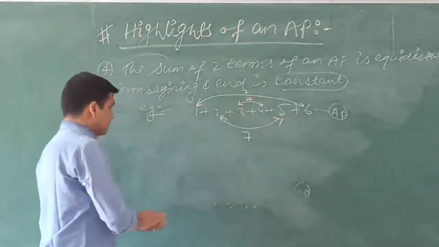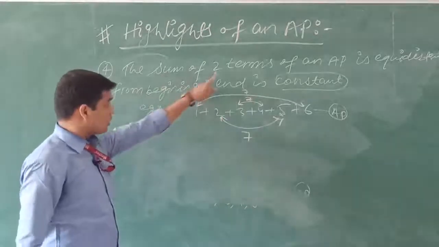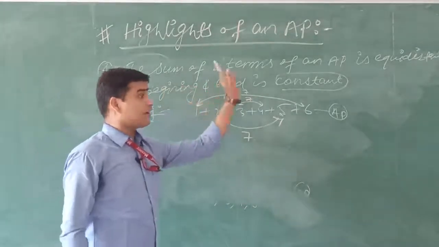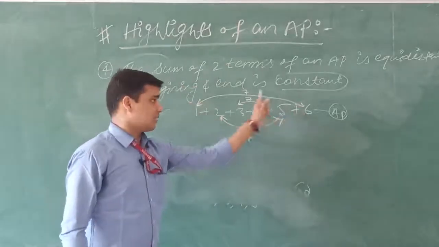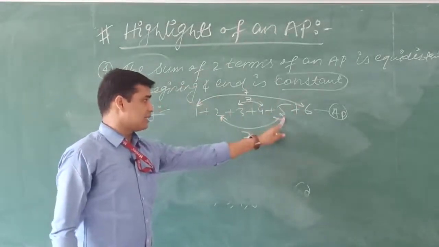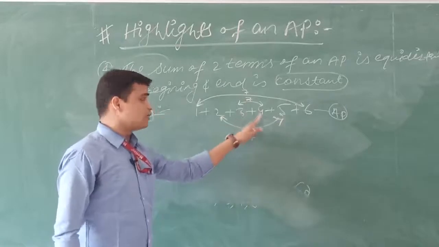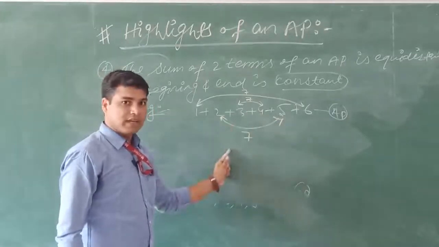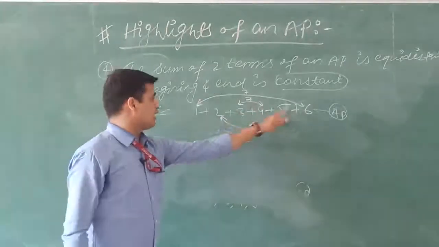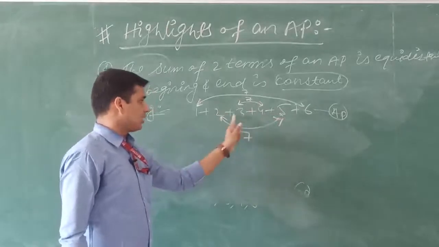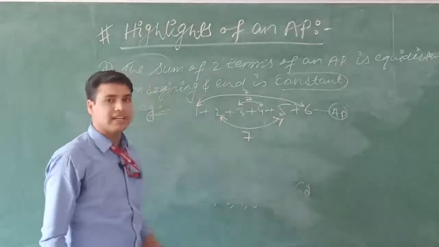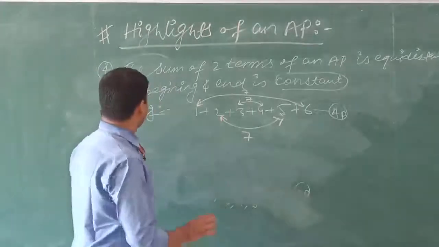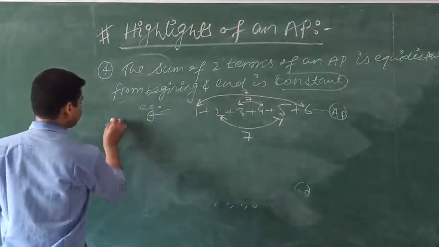So see this, the sum of two terms of an AP: when we add the first term and last term, 7; the second term and second last term, 7; the third term and third last term, 7. So from the beginning and end, the second last, third last, we are getting the same, meaning it is constant: 7, 7. I hope you are getting this. The next point is point number 5.